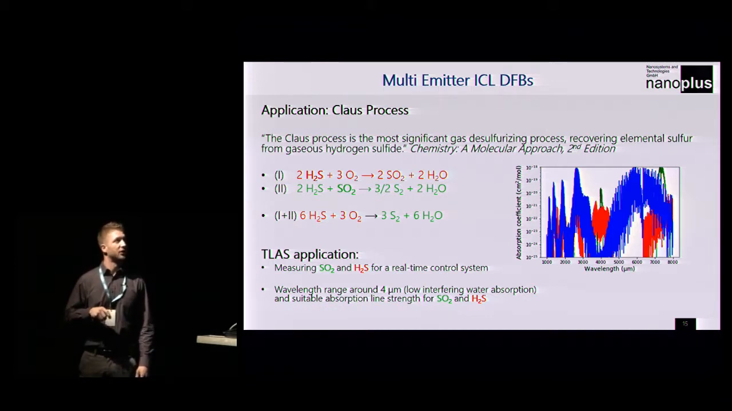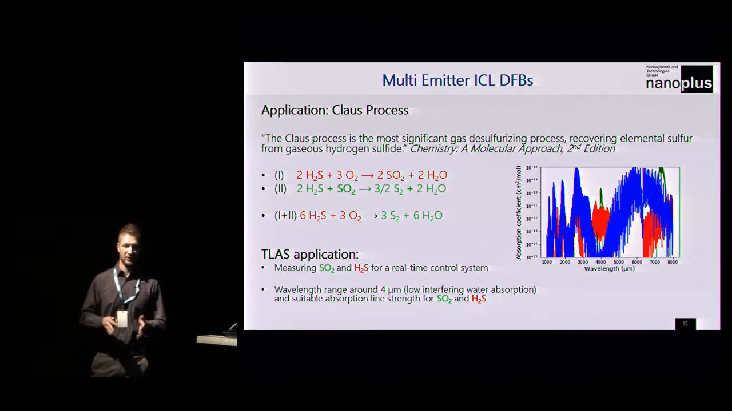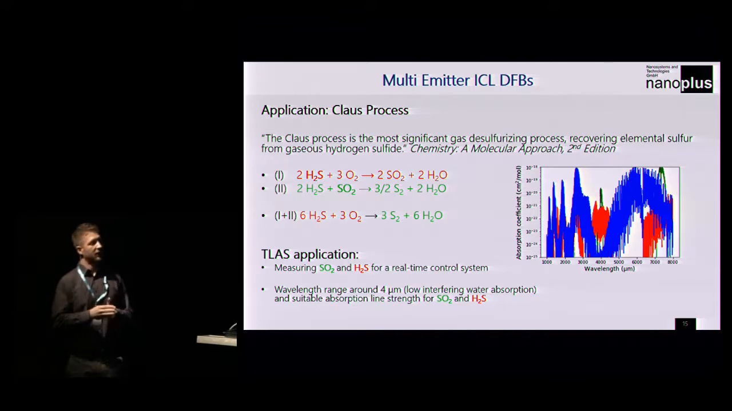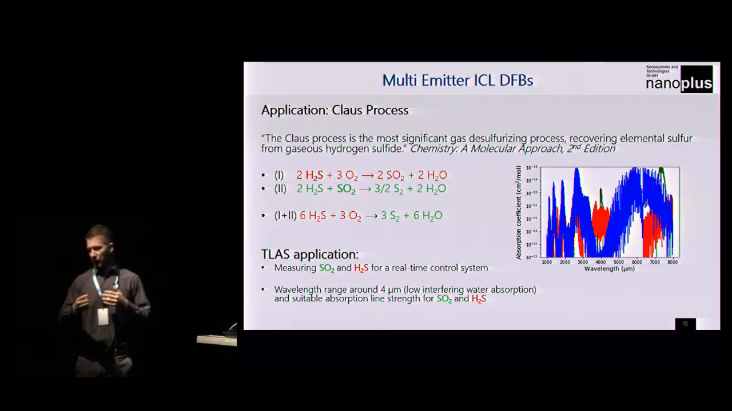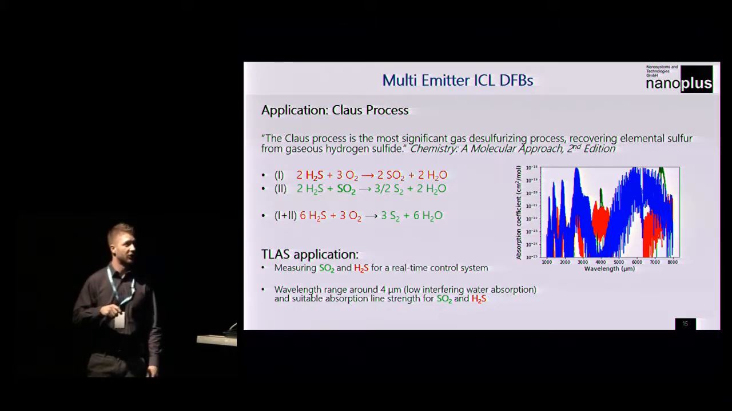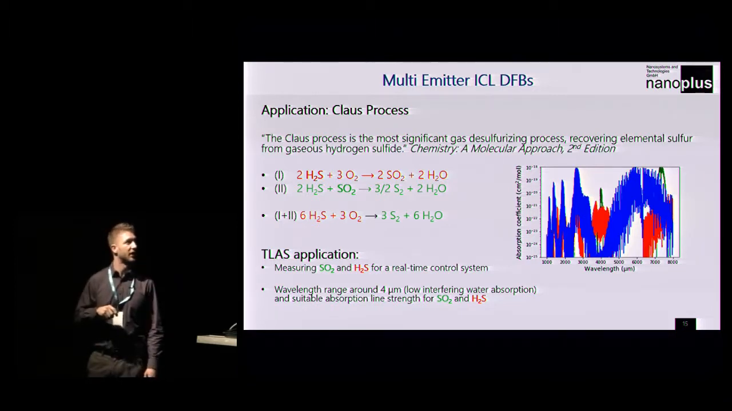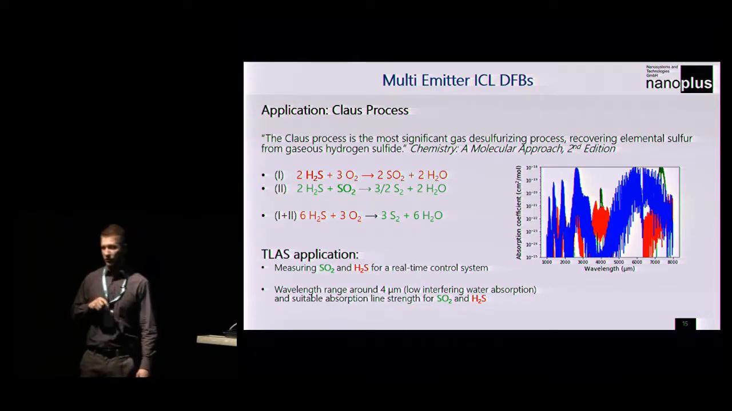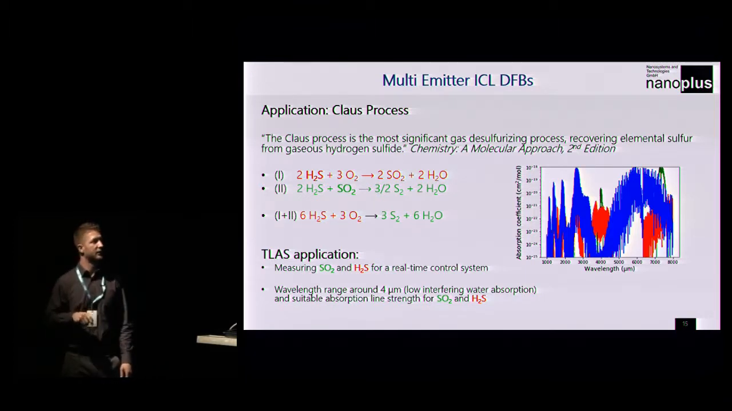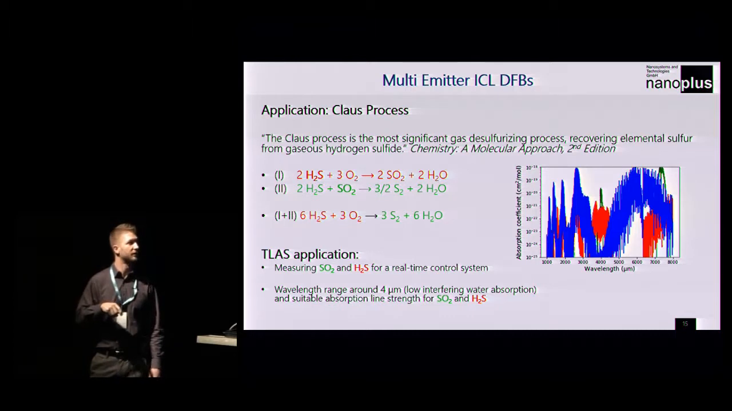So we had a question: can you detect two gases with one chip at the same time, whose absorption lines are rather further apart than the typical tuning width? This was the application, the Claus process, which is the most significant process for desulfurizing, producing elemental sulfur from gaseous hydrogen sulfide. So the goal was to measure SO2 and H2S at the same time for a real-time control system.